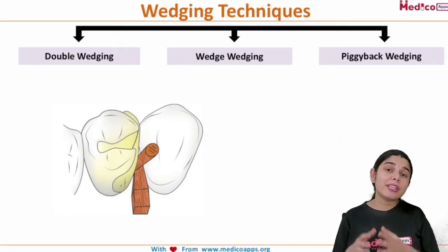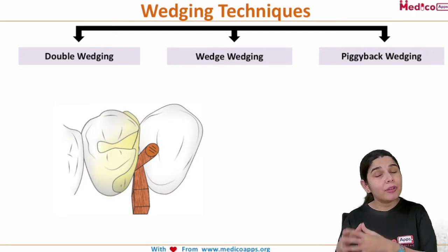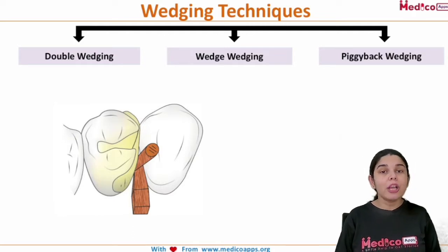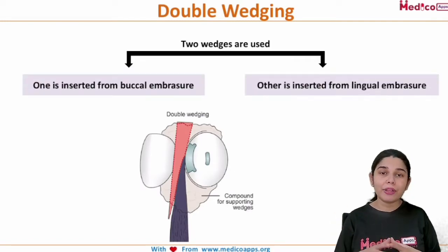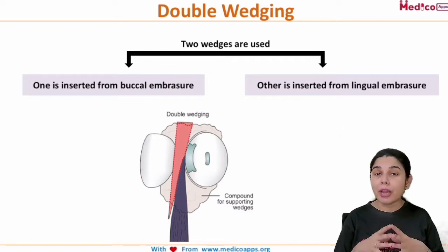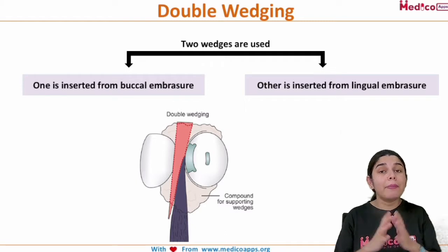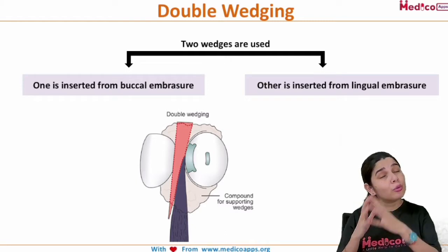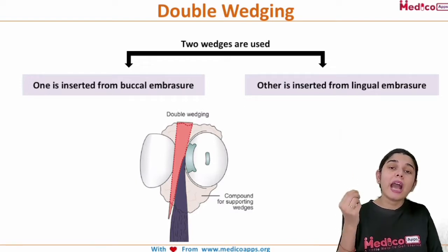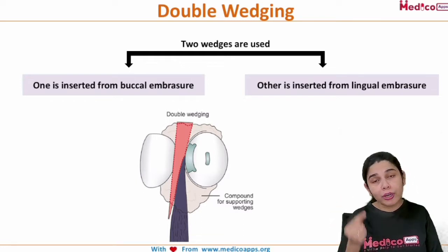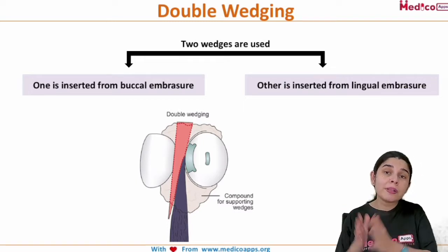Basically these wedging techniques are of three types: the double wedging technique, the wedge wedging technique, and the piggyback wedging technique, on which the question has been framed. We will first quickly understand the double wedging technique and the other two techniques one by one. When are we going to call it the double wedging technique? Please do focus on this, because these smaller points are what differentiate the wedging techniques from each other. In the double wedging technique, two wedges are used. Wedges are nothing but plastic or wooden triangular structures which are used to separate the proximal surfaces of the two teeth.